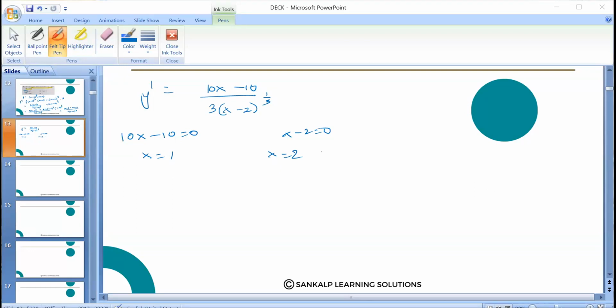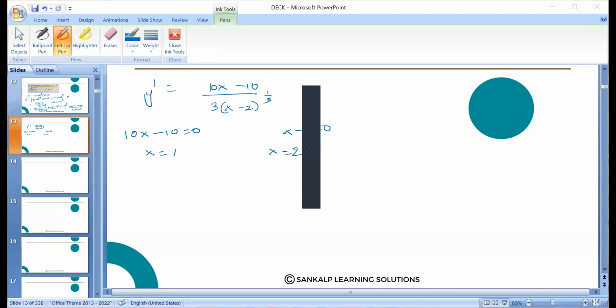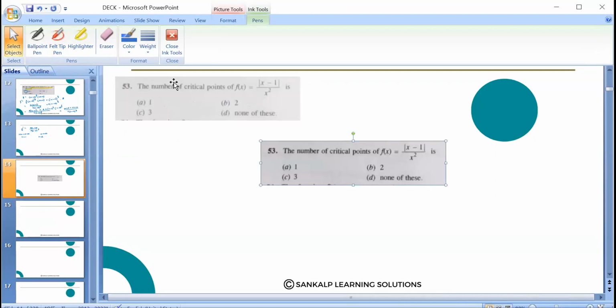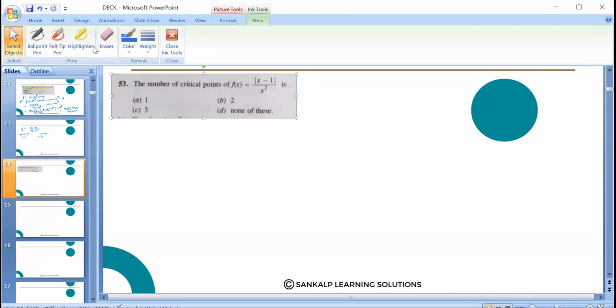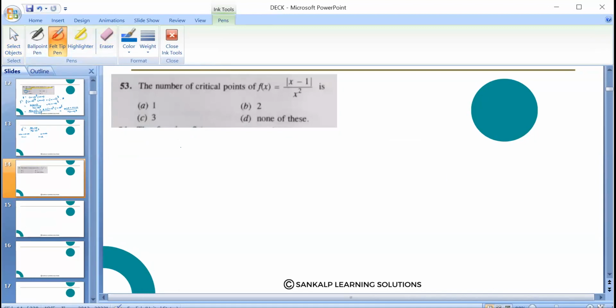Next one is 53. The number of critical points of the function mod of x minus 1 by x square. So the function is a piecewise function. Positive x minus 1 by x square for x greater than or equal to 1, negative x minus 1 by x square for x less than 1.